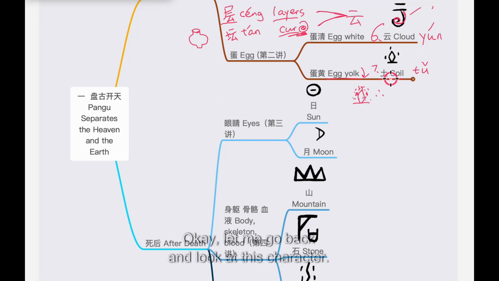Okay. Then we go back and look at character 坛. On the left part, that's the radical of 土. See, when they become a radical, you write it like this to save space for the other parts. Change this down here from a horizontal radical to this. 叫土.